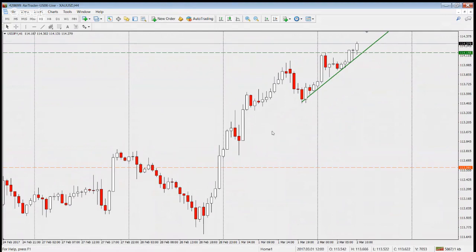Are there any other charts that you guys want to see while we're here? I'm happy to take a look at them.